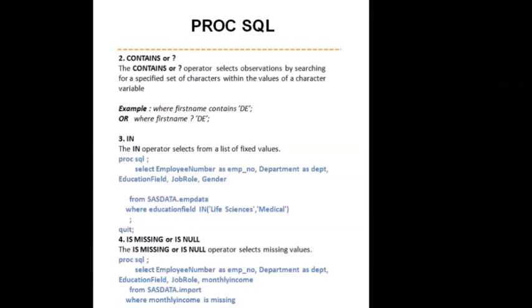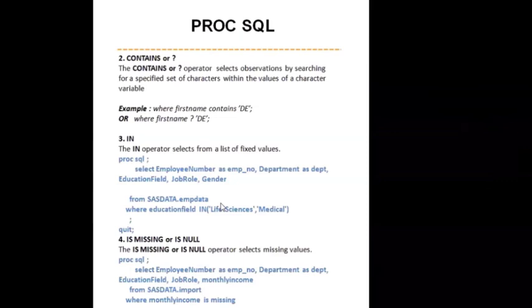The second, you can use contains. You can use contains or the question mark operator, and you can select the observations by searching for a substring in a string. So you can specify what you want to search, and those values you can subset. For example, if you are trying to search in the first name variable for de, you can use in the where clause first name contains, with your substring in single quotes. You can use the question mark as well, that will also do the same operation.